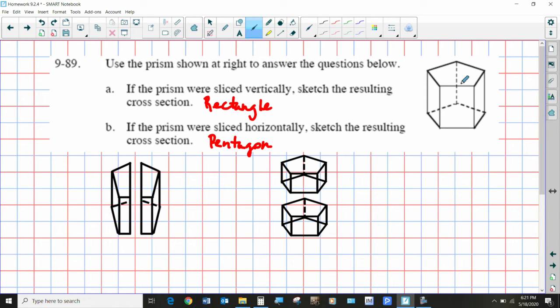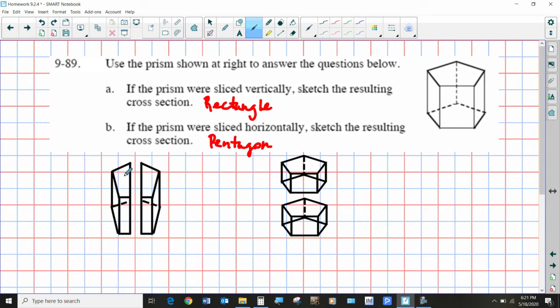All right, so here is a hexagon. No, it's not. It's a pentagonal prism because the base is a pentagon, right? 2 bases, they're parallel to each other, they're separated by rectangular faces, so that's a prism. If the prism were sliced vertically, if you went straight down, this is what it would look like, and you would have to basically sketch the resulting cross-section. I guess the cross-section would be a rectangle.